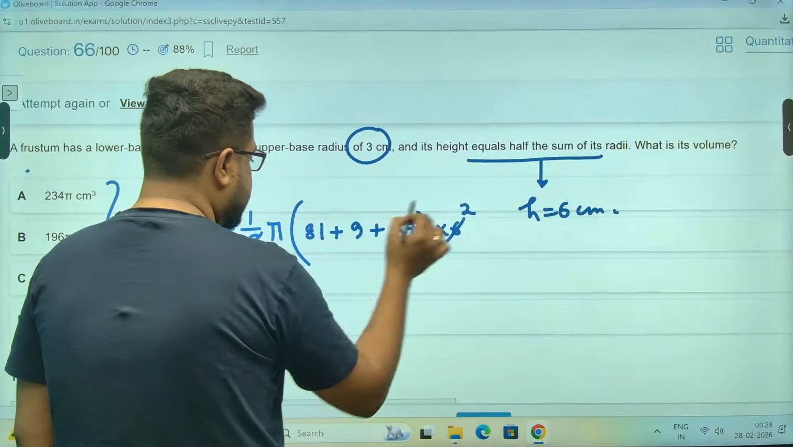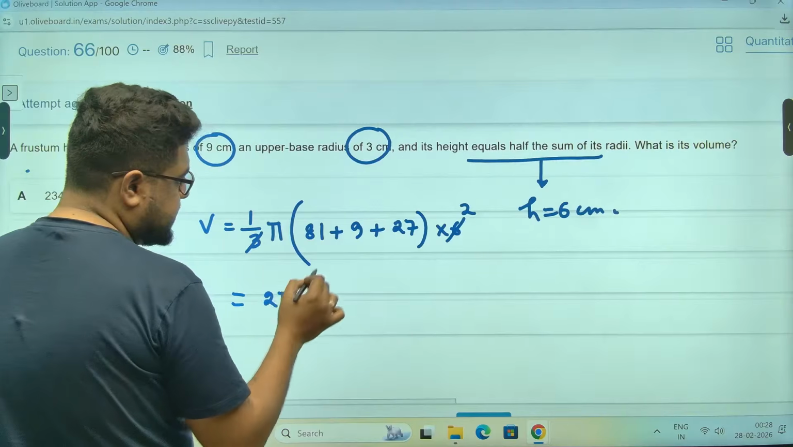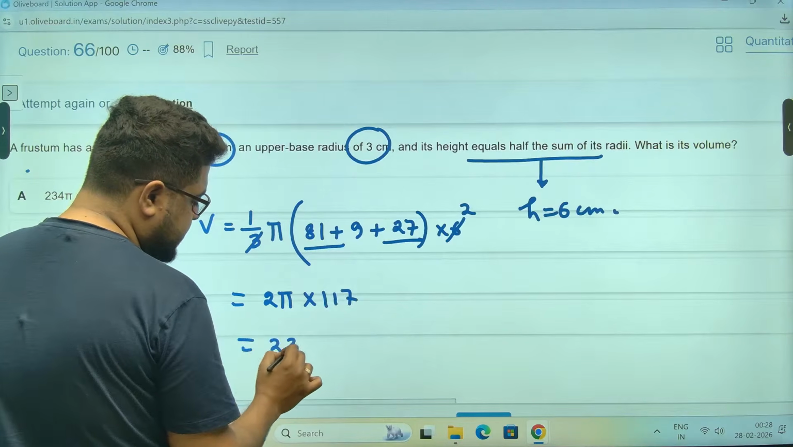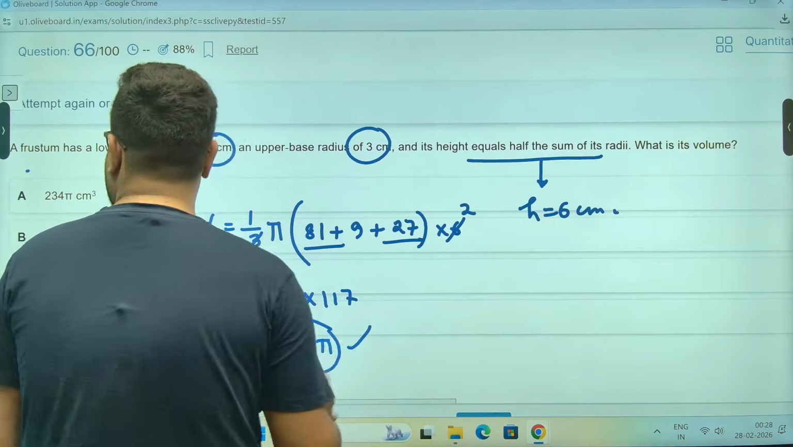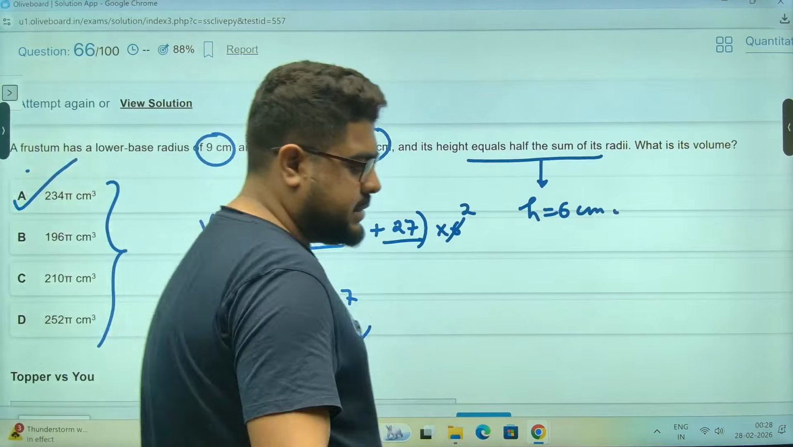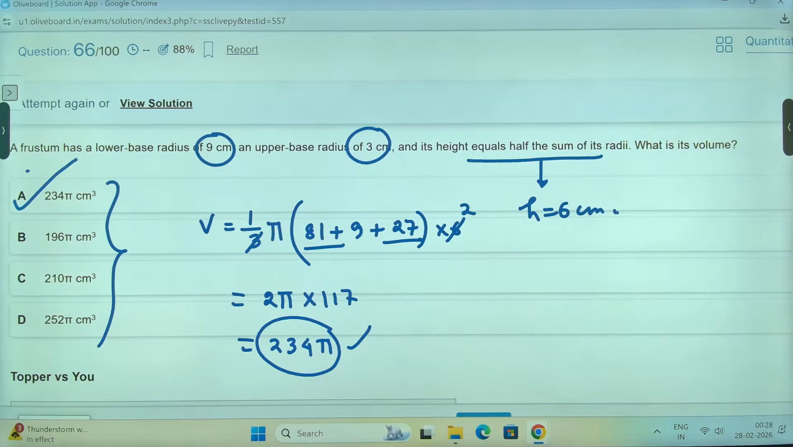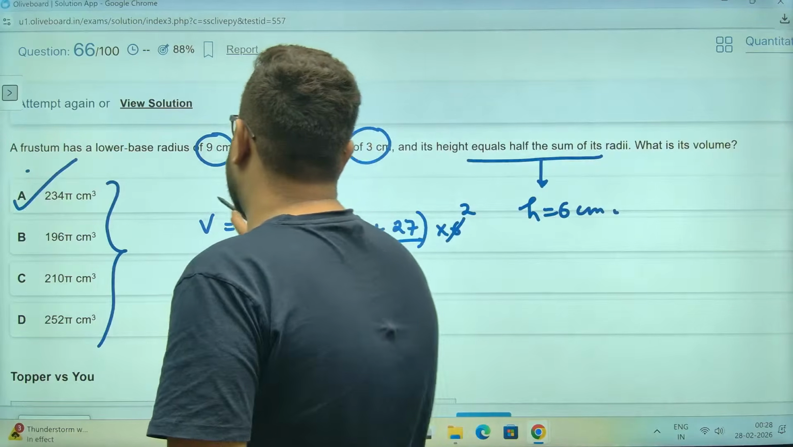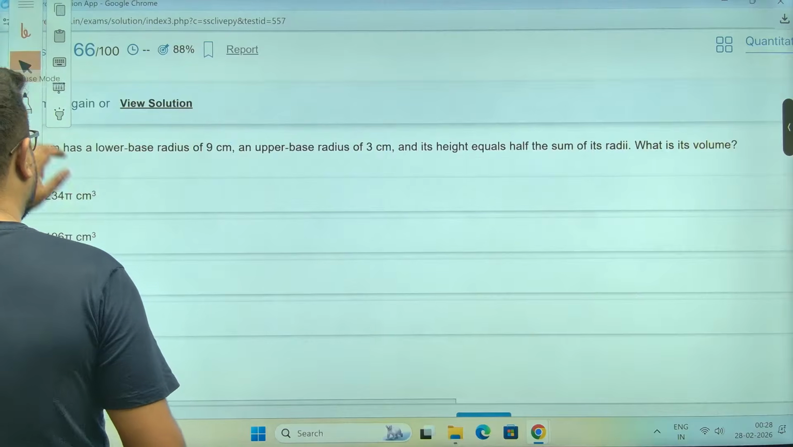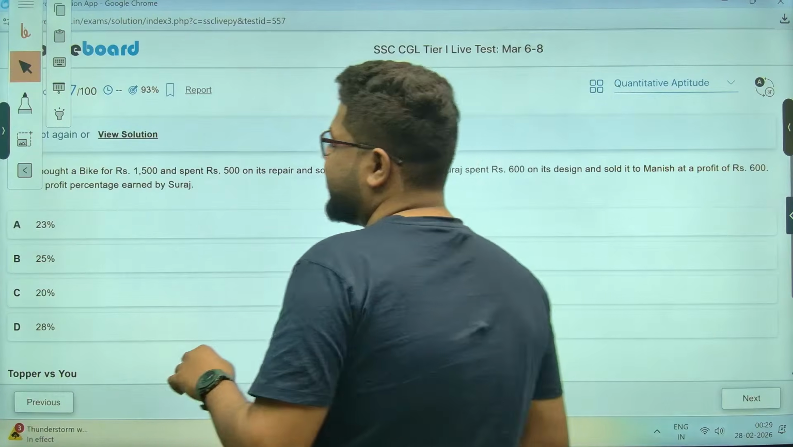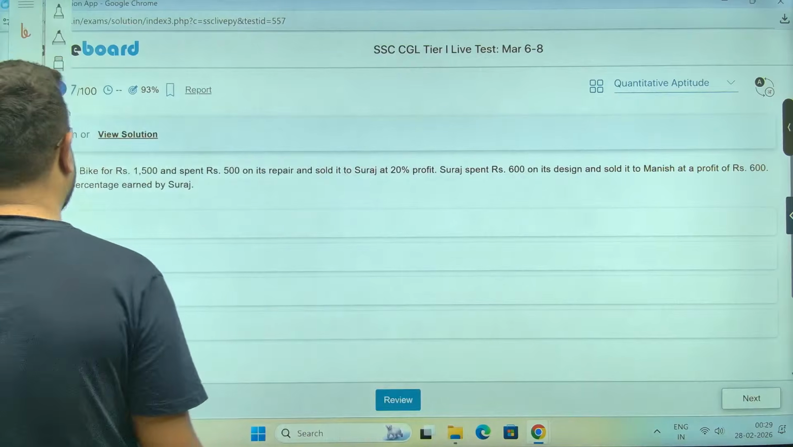This is 2, sir. 2 pi, and this is 90, and this is 117. 234 pi is the correct answer. Option A is most definitely your correct answer, sir. Again, a simple question, just to check whether you remember this formula or not. If you know, you know. If you don't, best of luck, move to the next question. That's the only option that you have.